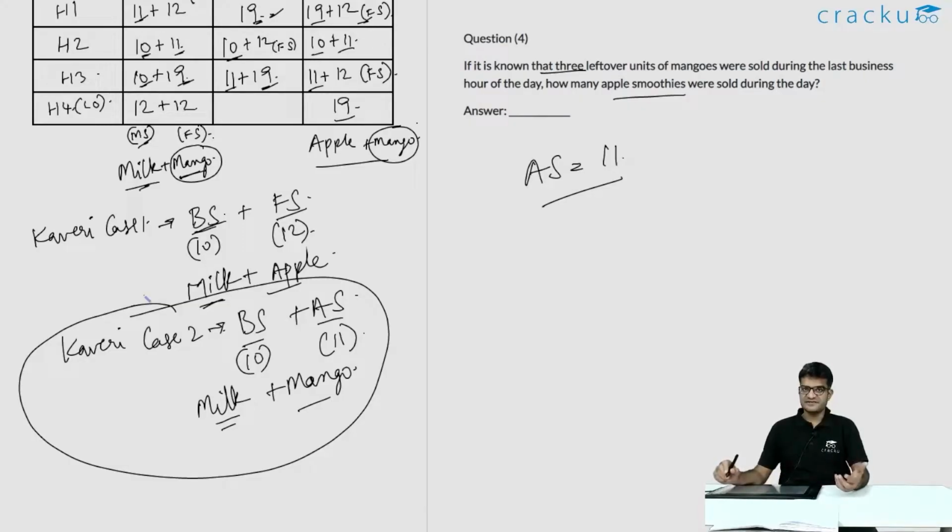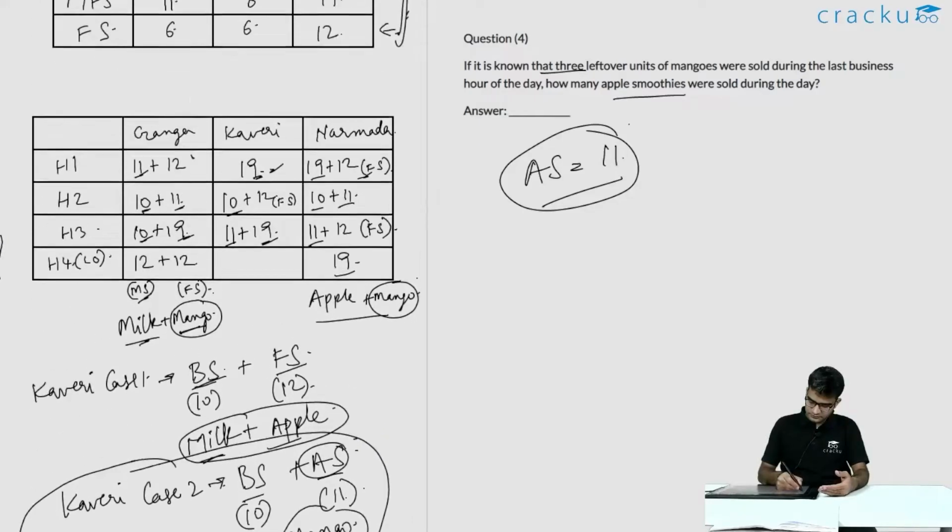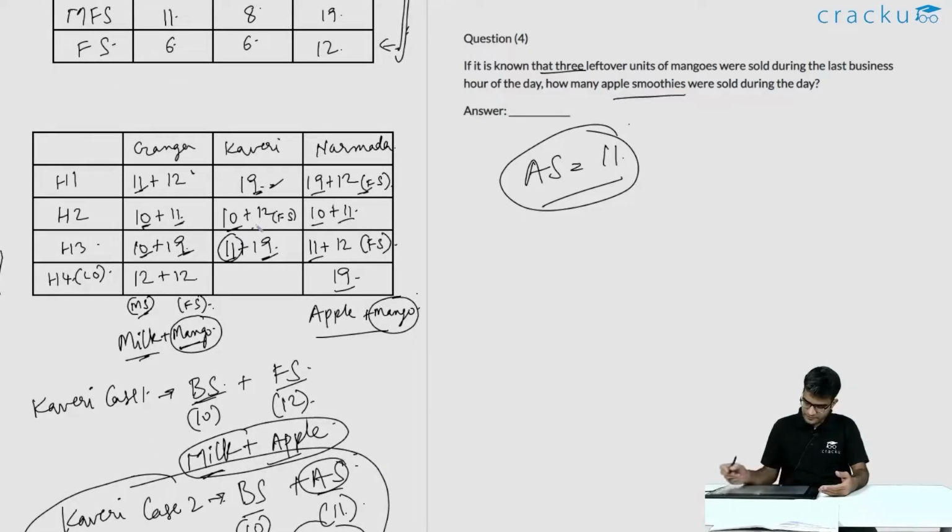That is the second case that we are talking about, because here we have a mango, here we don't have a mango. So now if you are looking at the number of 11s, that is the number of apple smoothies that were sold overall, by Kaveri it would be 1, 2, 3, 4, 5, 6. So the correct answer will be 6.